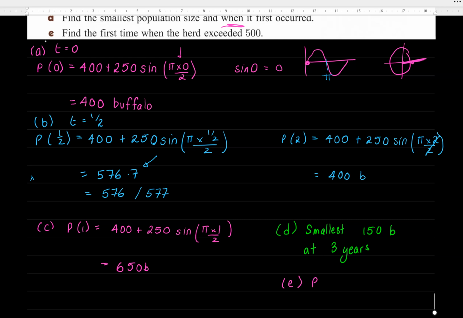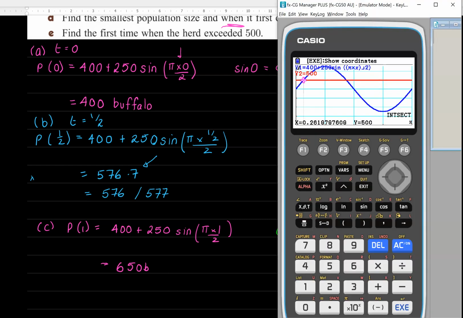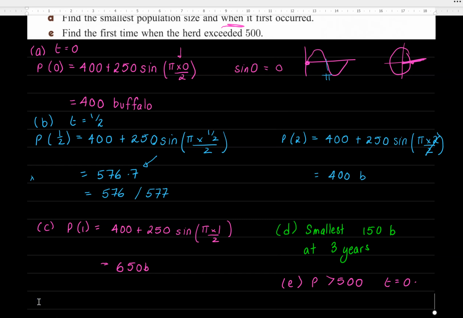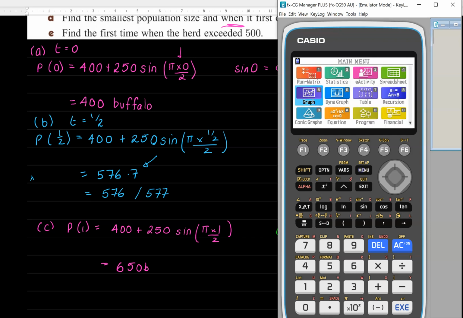So when is the population greater than 500? That's going to be when t equals 0. What was that? 0.262 of a year.